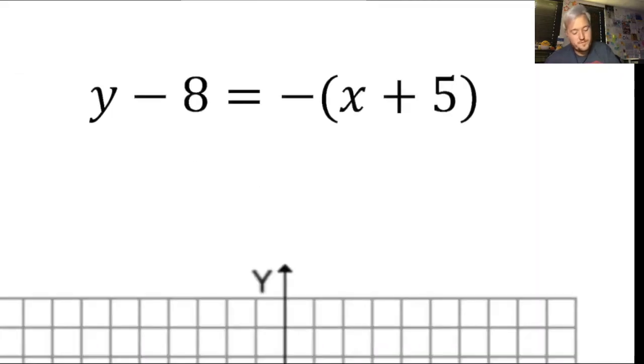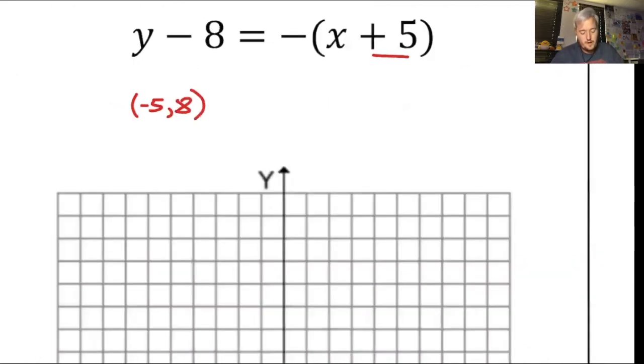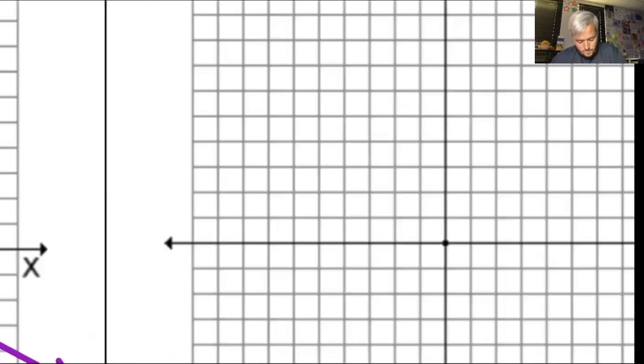So now for this equation, once again, taking the opposite. So my coordinate here, if I have a +5, that means my x value is -5. And if I have a -8, it means my y value is a +8. So I'm going to start at (-5, 8). So here's my starting point.